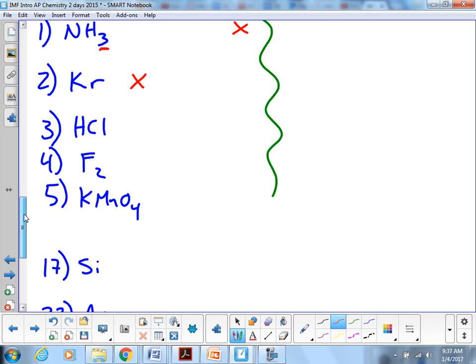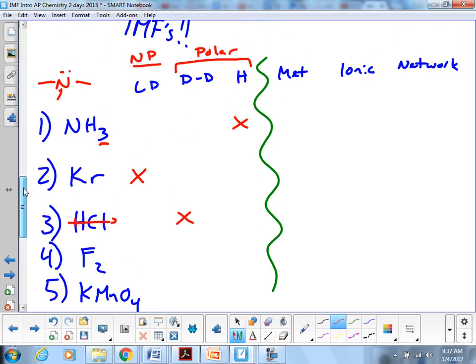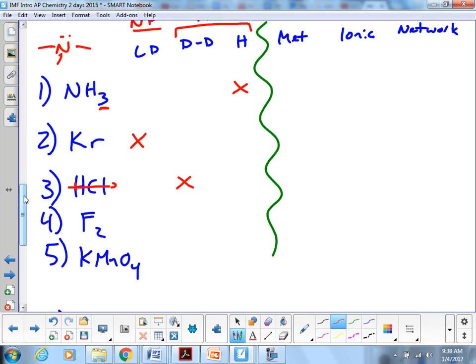What's HCl? That's a dipole-dipole. Well, how did you know? Why isn't that nonpolar? They're two different atoms, so it's not nonpolar. It's got to be completely symmetrical to be nonpolar.